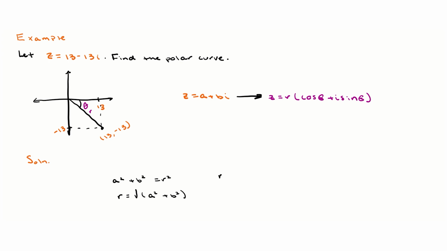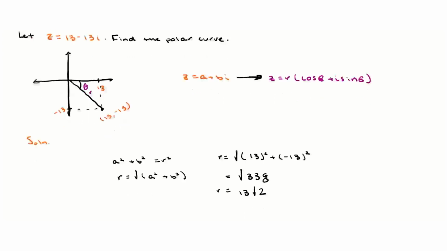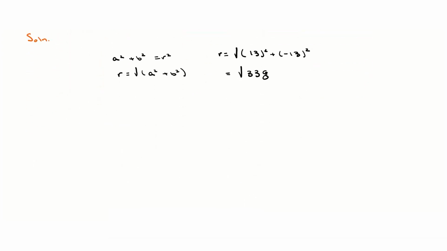So for us, we have r equals the square root of a squared, 13 squared, plus b squared, which is negative 13 squared. This gives us the square root of 338, which simplifies to 13 square root 2. Okay, perfect. So we were able to find r, and now we just need to find theta.